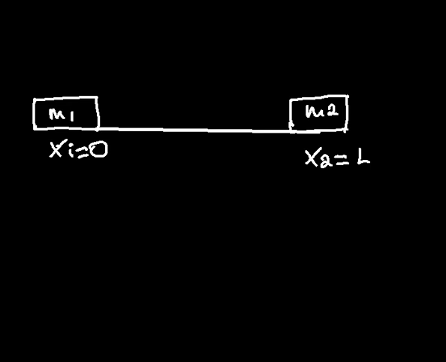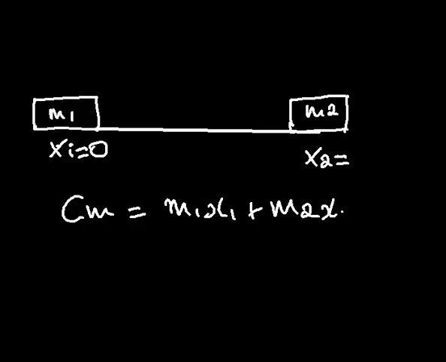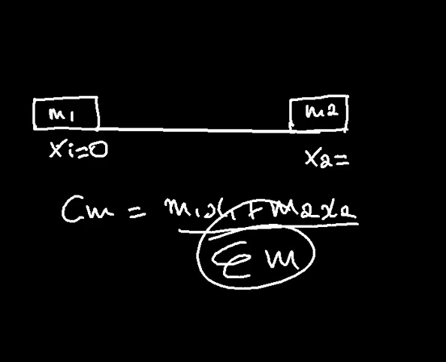So in that way, how can you determine the center of mass of this kind of system? The center of mass, symbolized as Cm, is equal to mass 1 times its position 1, plus mass 2 times its position 2, divided by the summation of the masses. So this is the formula used to find the center of mass.